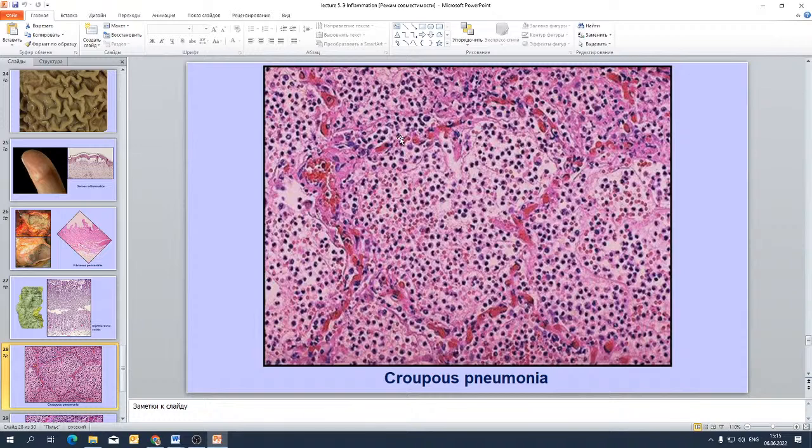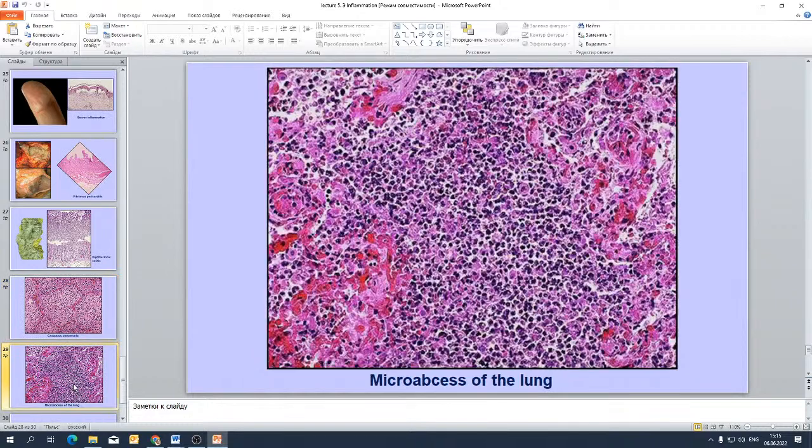Croupous pneumonia in this. Next picture, microabscess of the lung. Here you look, absent normal alveoli, and here you look, a lot of neutrophils, and very often a microabscess forms in the lung if a patient has pneumonia, for example, bronchopneumonia. Here, congested blood vessels, edema, and a lot of neutrophils.